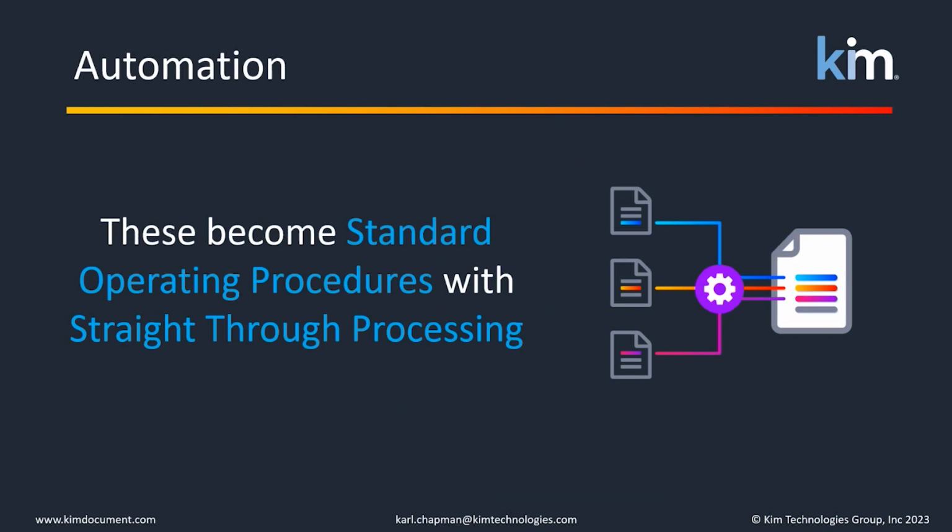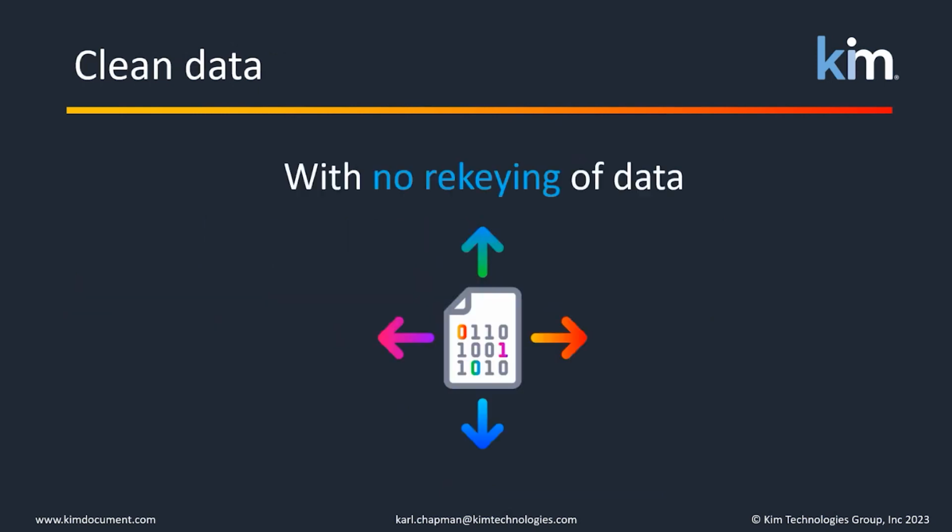And when your users are doing this, they turn these documents into standard operating procedures with straight-through processing. There are many advantages, but one major advantage is, of course, that it avoids the need for the rekeying of data. US organizations spend about 3.1 trillion a year with all the consequences that flow from rekeying data.